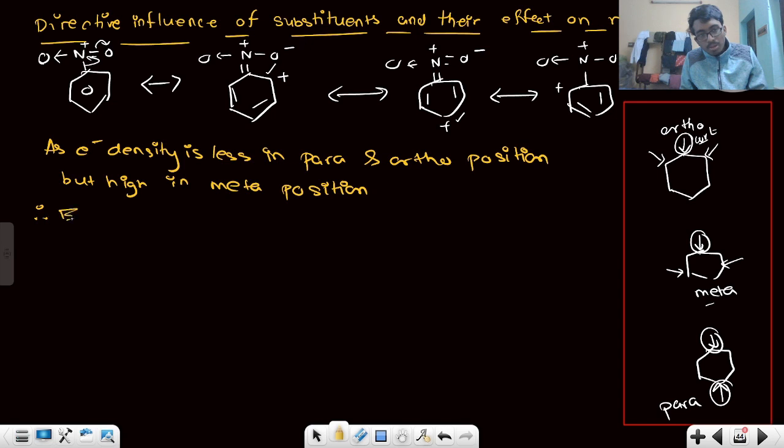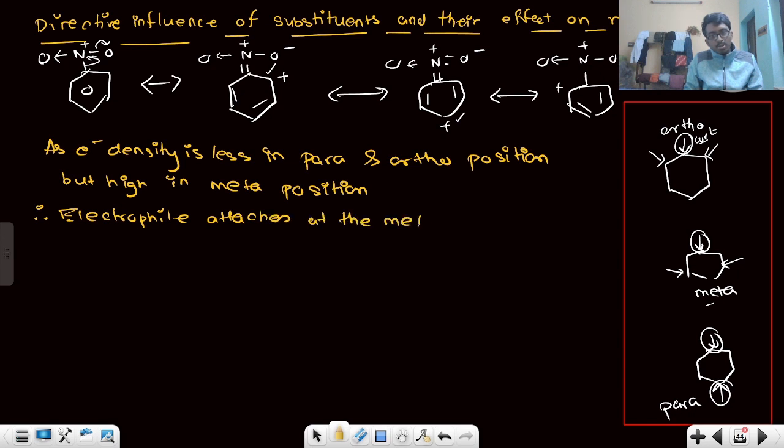Therefore, the electrophile will attack, attaches at the meta position. Clear? Now, NO2 is doing what? Pulling the electron or giving electron density to a ring? Taking the electron density. So that is a deactivating group.